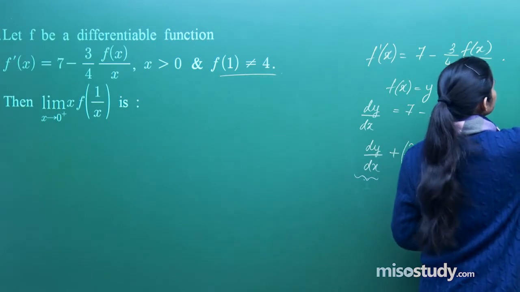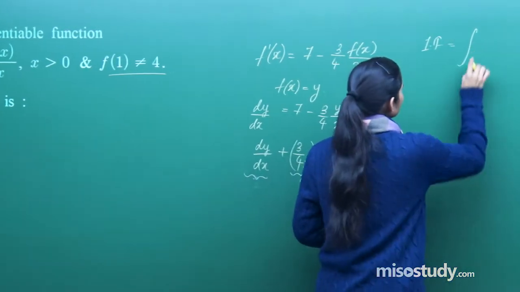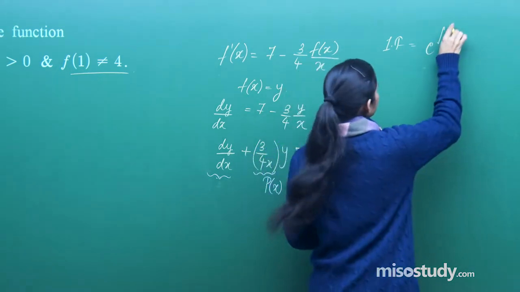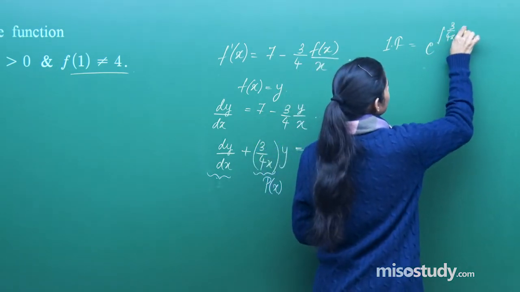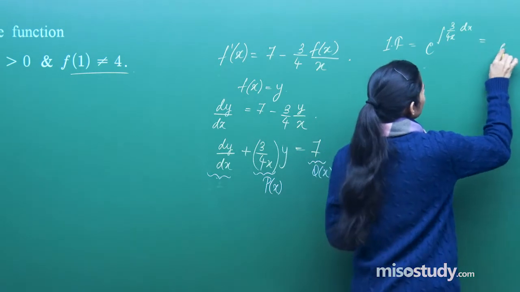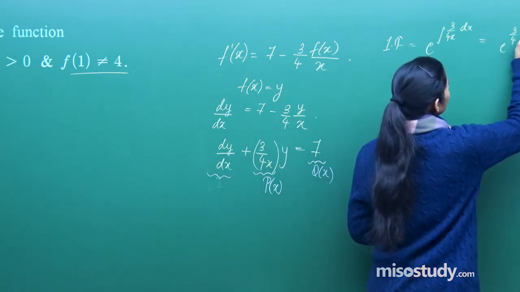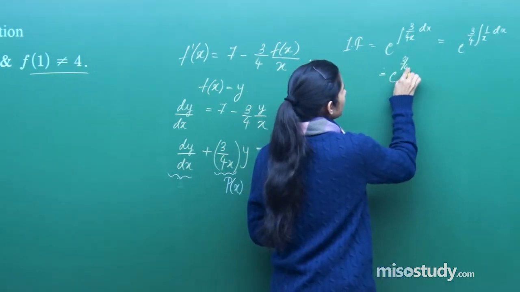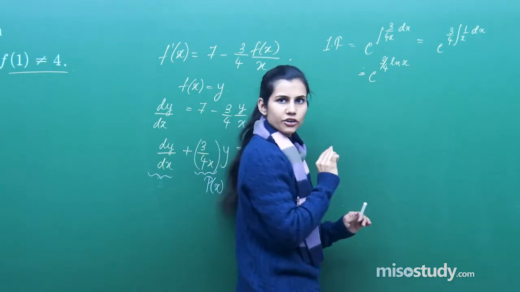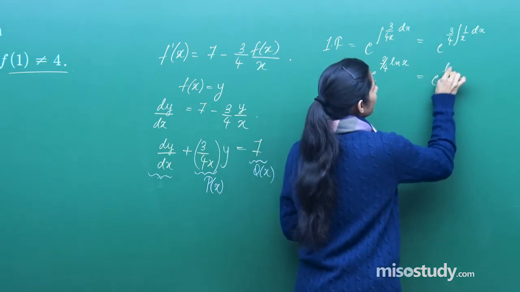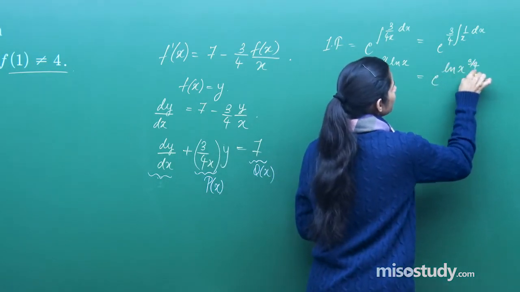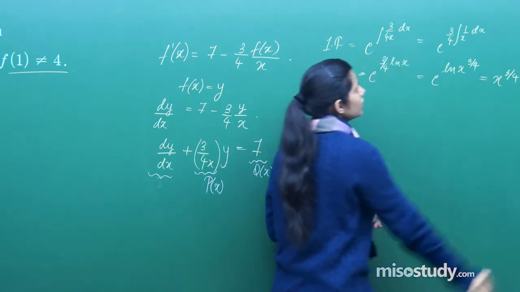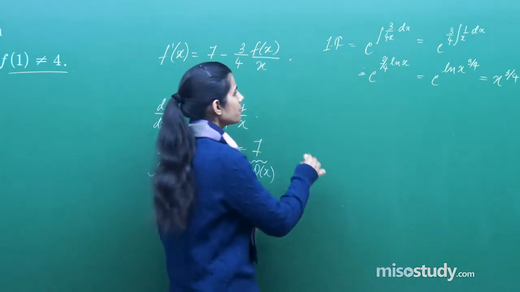Let's first find the integrating factor, which is e to the power integration of p dx, that means 3 by 4x dx. 3 by 4 will come out, integration of 1 by x dx, which is log x, right, which can be written as e to the power ln of x to the power 3 by 4, which is just x to the power 3 by 4. So, my integrating factor is this. So, what will be my solution?